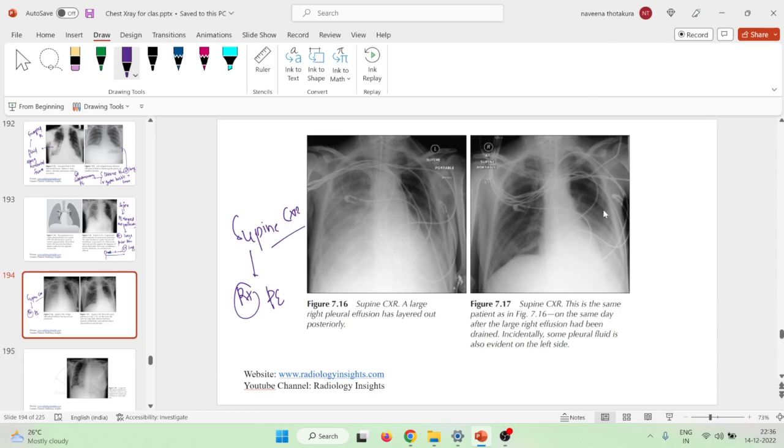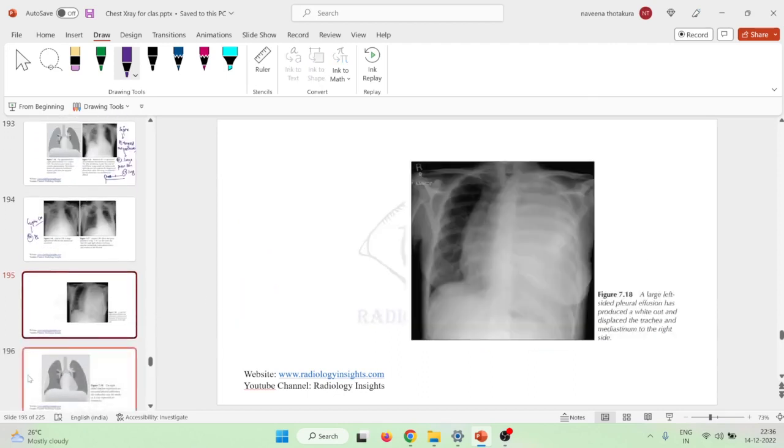Even this is a supine X-ray where you can see this effusion. See, this is some effusion which is seen in the patient. Here you are seeing effusion mostly on the right side, but on the left side also there is some effusion. That is the reason when this fluid is drained, you can see the effusion on the left side clearly.